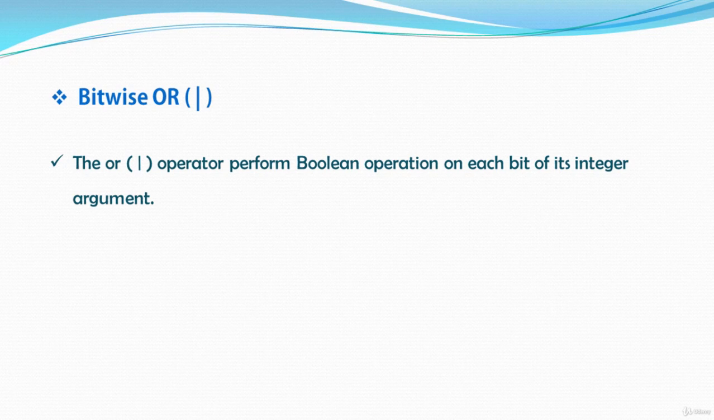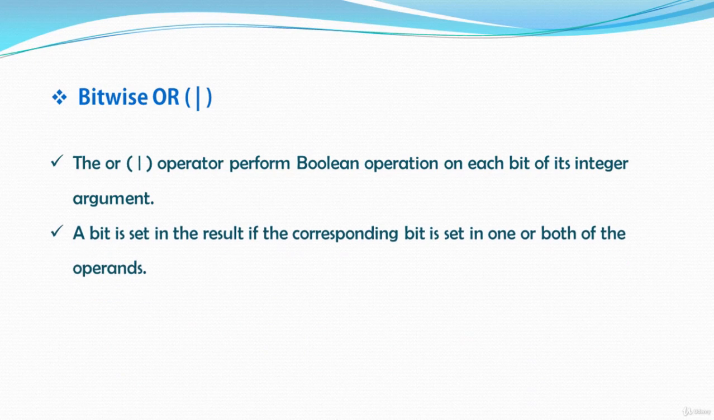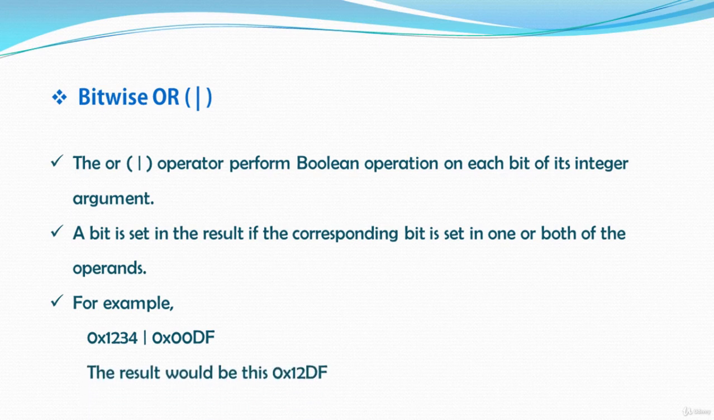Now the next bitwise operator is OR. The OR bitwise operator performs a Boolean operation on each bit of its integer arguments. A bit is set in the result if the corresponding bit is set in one or both of the operands. For example, we have two hexadecimal values with the OR operator. So the result would be this, right?